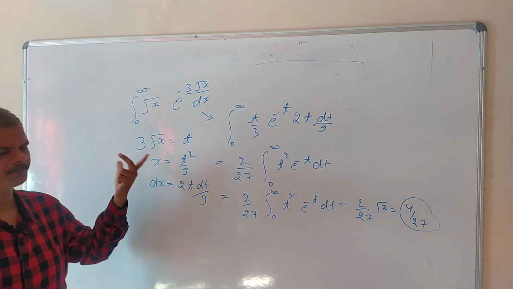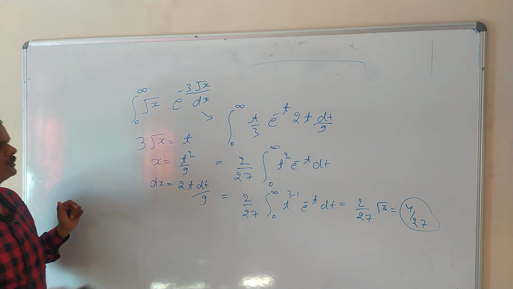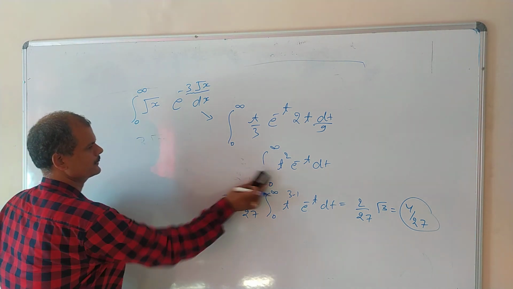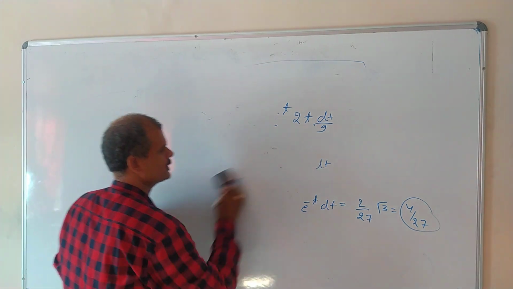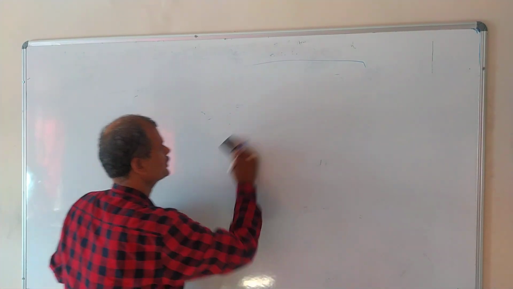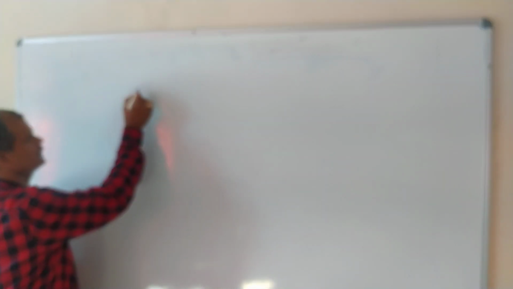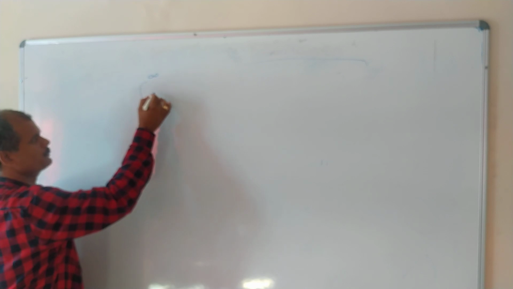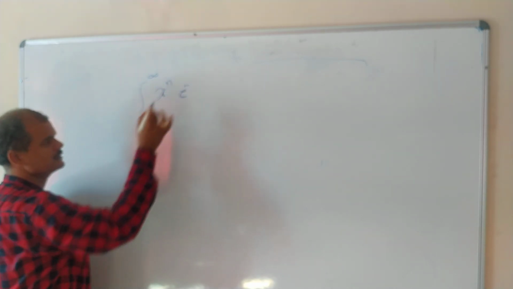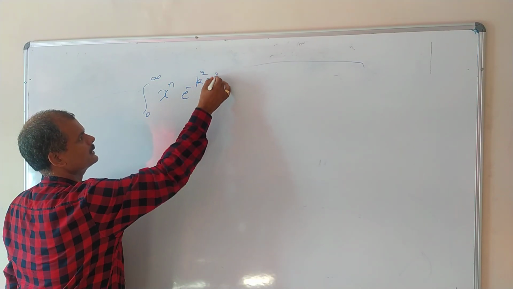See, using the gamma function, how simple we are getting this value of integral. Otherwise, if you do the integration by parts, it will be a little lengthy, and sometimes you may not get the answer. Next problem we have x power n e power minus k square x square dx. Again, if you see, without knowing beta and gamma function, you may not solve it. So what we do is very simple.